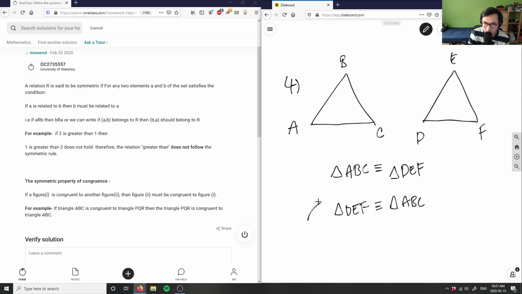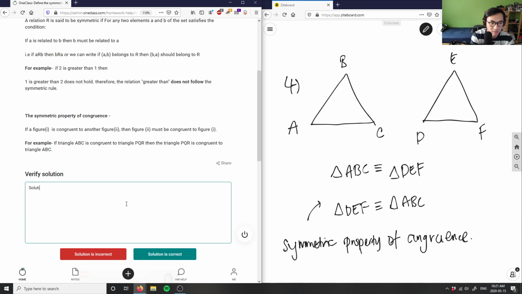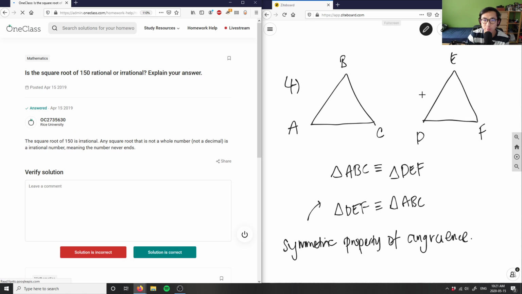So this here is the symmetric property of congruence. It's just saying if one triangle is congruent to another, then that triangle must also be congruent to our initial triangle. So the solution here is correct. Good analysis as well. Very easy problem here.